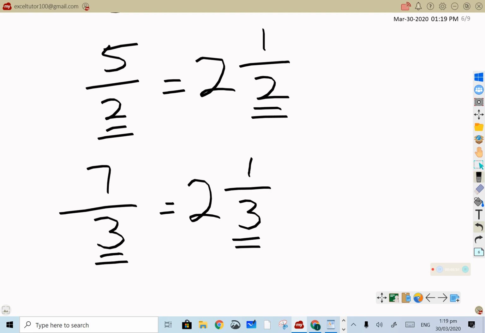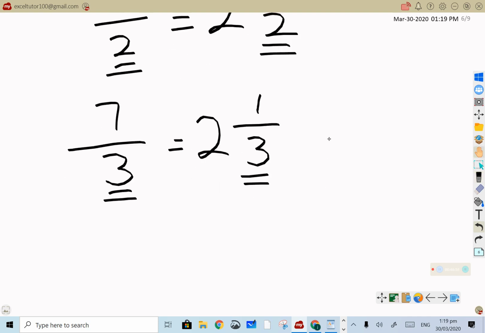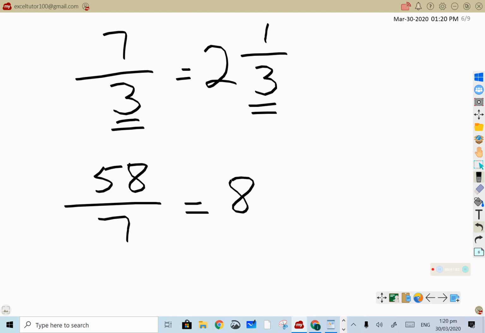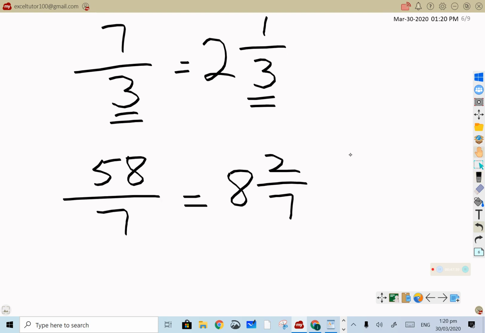Okay, so even if we look at a bigger number, we have some big numbers as well. Okay, so if we have 58 over 7, how many times can 7 go into 58? That will be 8 times, because we know our timetable, right? Because 7 8s are 56. So therefore 56 from 58 will give us a remainder of 2. So we have 8 and 2 over 7. We're going to look at another big one.